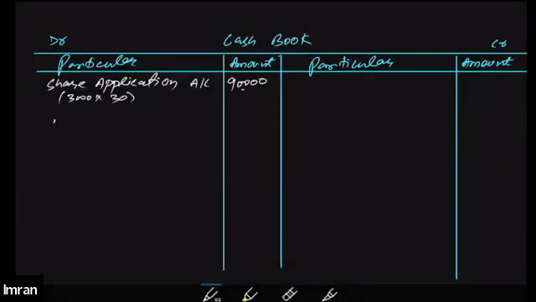And now we will pass the entry for the allotment money received in the cash book: share allotment account. Upon 3,000 shares, we will be receiving 40 per share. So that means 1,20,000. Tell me, everyone, is it clear? Yes or no?